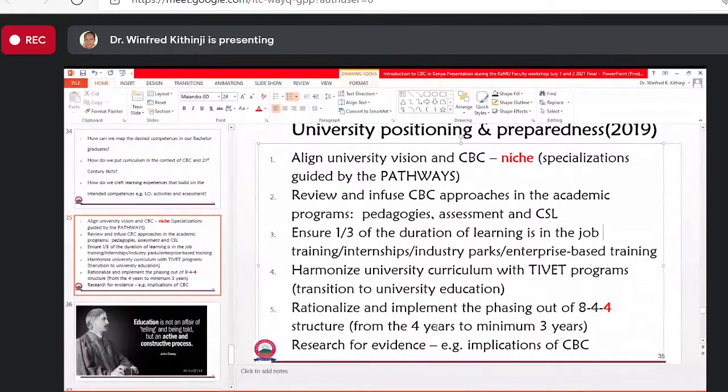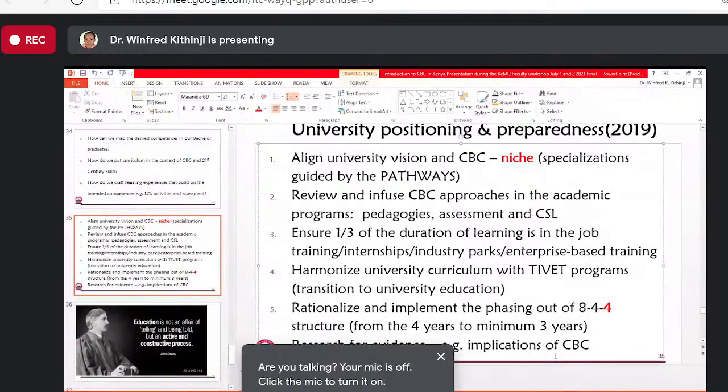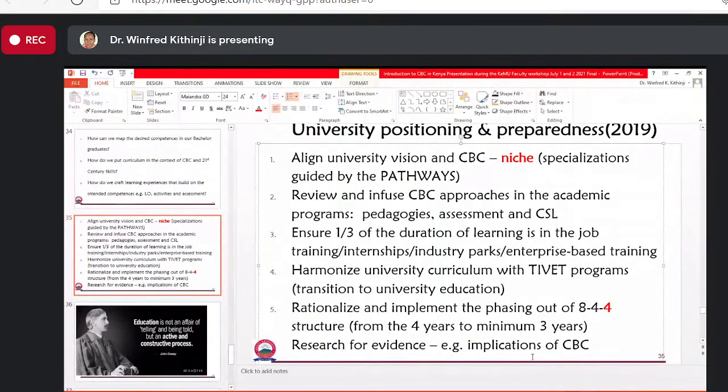And then finally, how do we participate in research? As I said earlier, there is still a lot of dialogue, a lot of debates about CBC. Many things have not been made clear. So how can we be part of the story? How can we engage more? Because there are a lot of gray areas that need to be cleared. And at the end of the day, the implications of CBC to the overall setup of the community, we need to see how much we can engage in as a university.